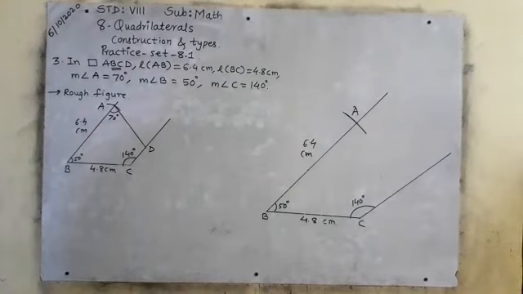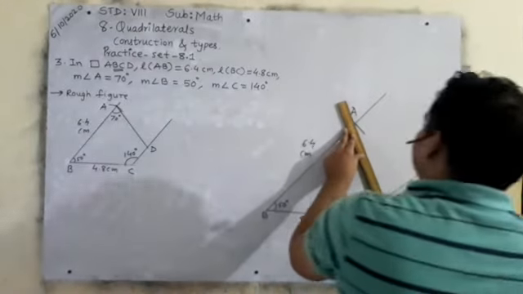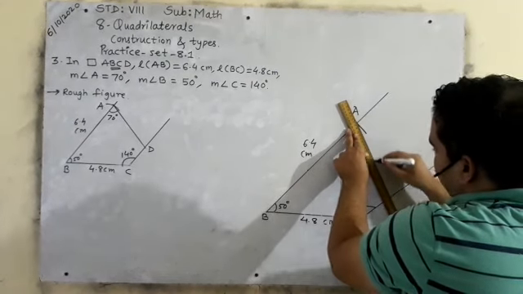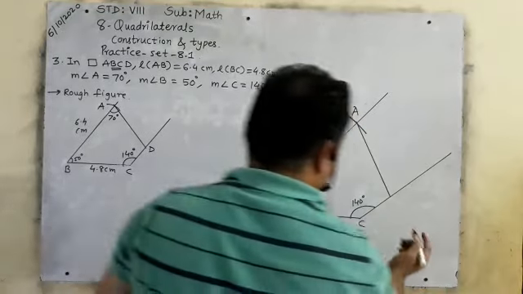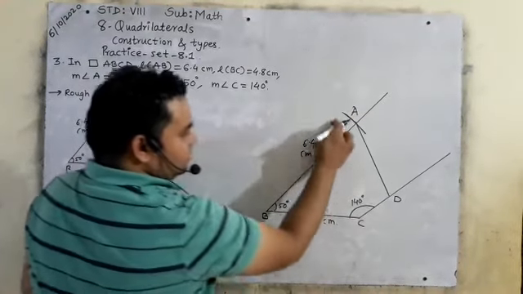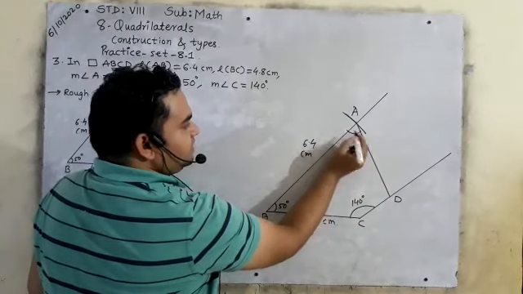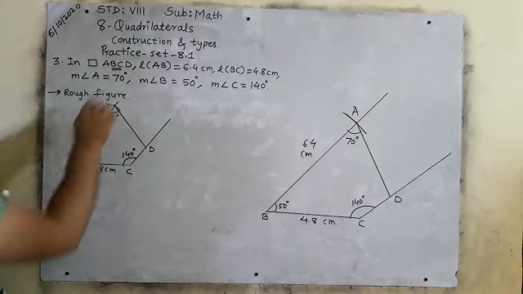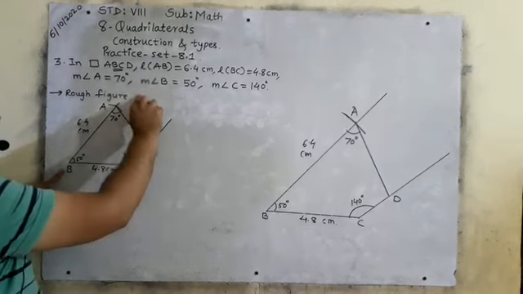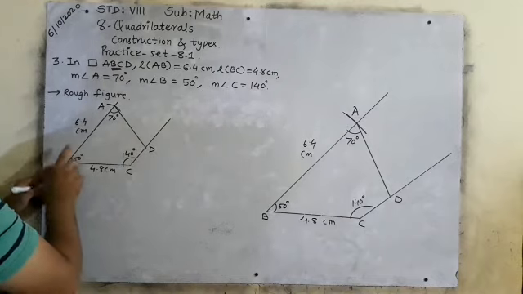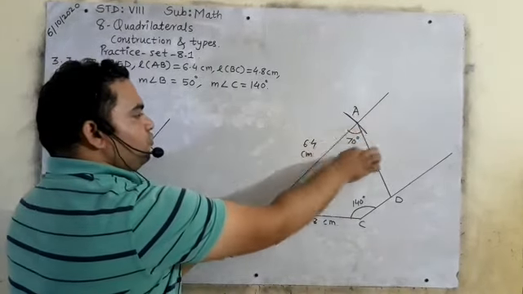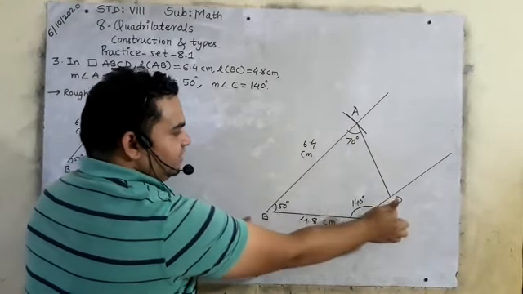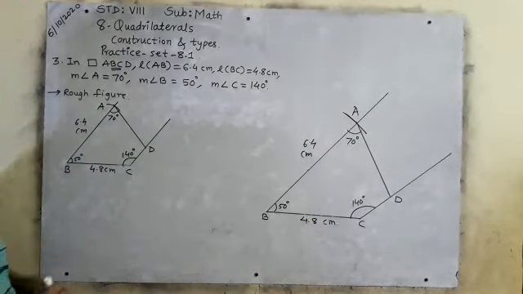So now I will join this point A and this degree point together. So this is your point D. So ABCD is a quadrilateral and measure angle A is 70 degree. So this is how you have to construct. BC will be your base, B will be 50 degree, C will be 140 degree. AB you will take in compass 6.4. Then on A, angle A is 70 degree, you will keep the protractor, you will take 70 degree.